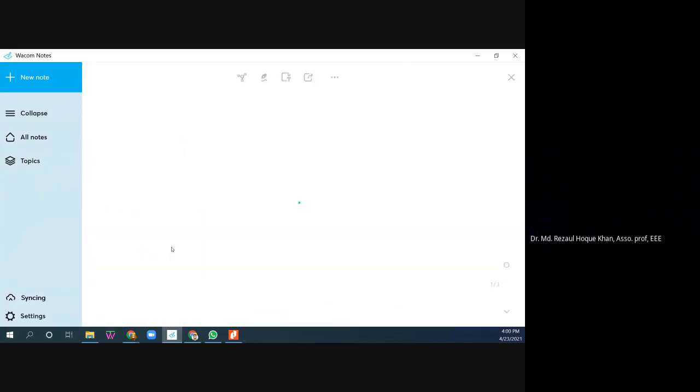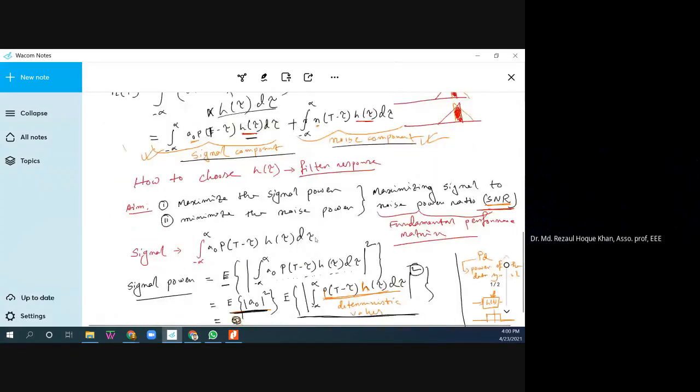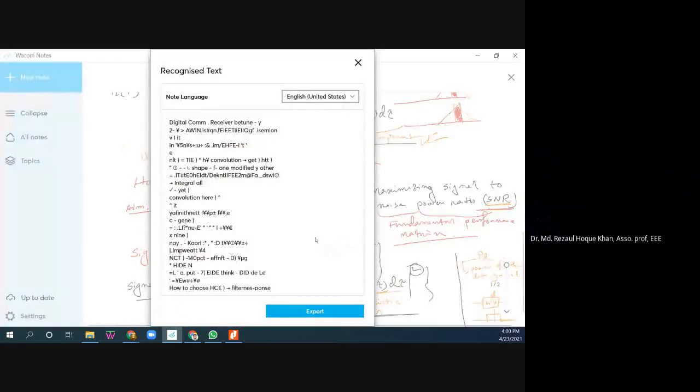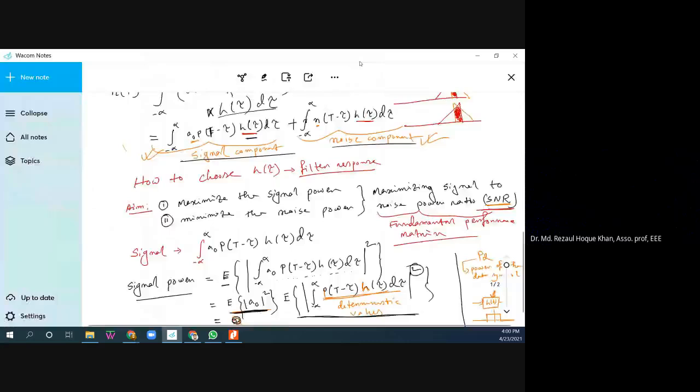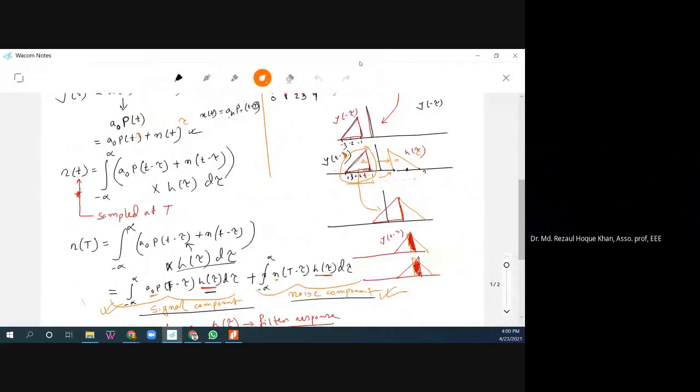So in lecture 4, this is the one we have seen, right? This was our signal power. This one is our noise power. We already simplified our signal power from the signal component, and from the noise component, today we'll derive the noise power. So what is the noise component? Integral from minus infinity to plus infinity of n(t minus tau) h(tau) d tau.